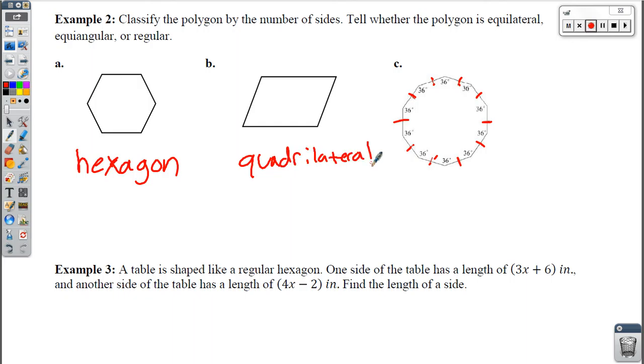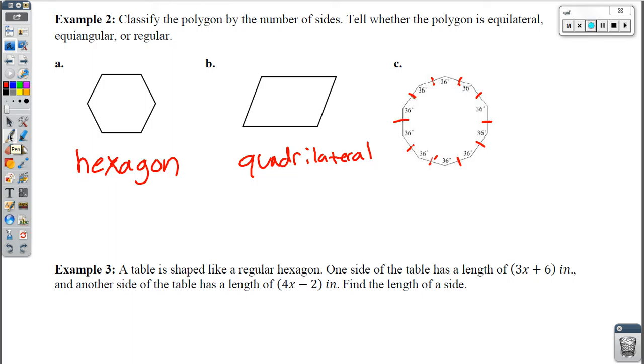And again, there's no markings on here. So there are no markings for congruence. It looks like this side is congruent to this side. It looks like this side is congruent to this side. But we were not given that. There's nothing in the instructions. There were no markings on the picture or anything like that. So we cannot make any assumptions about that.